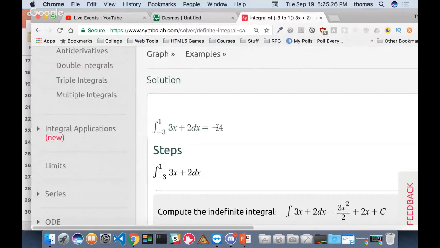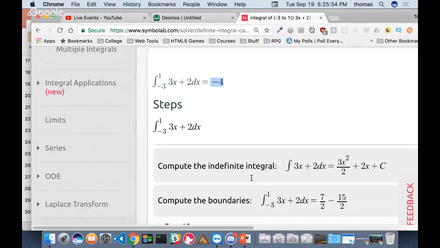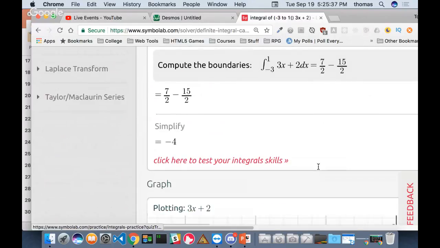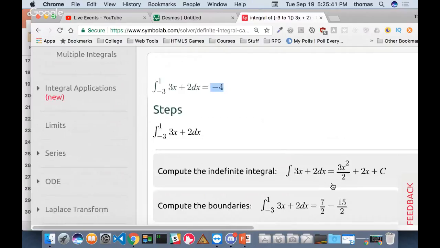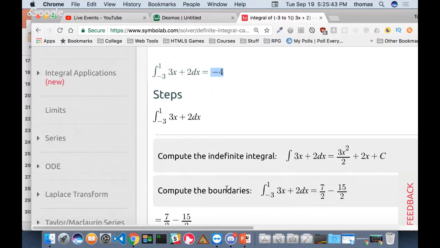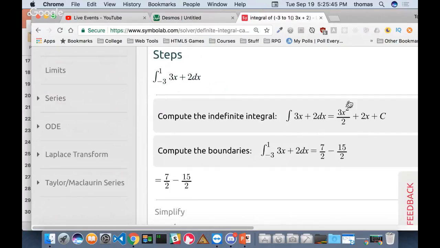The answer is -4. I'm sure if I added all those things up and figured it out, it would end up being -4. But it actually shows you all the steps, if you think about it. So compute the indefinite integral first, and then compute the boundaries. That's the second part, so exactly what we said. Notice that I just took away C because I don't care about C. Because I'm calculating the definite integral, I don't care about C.